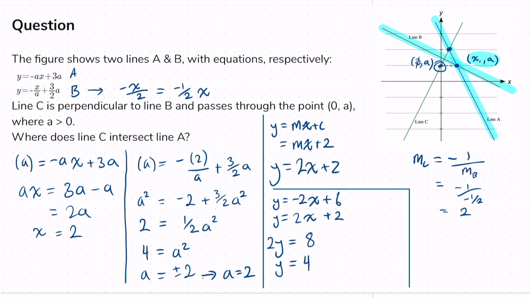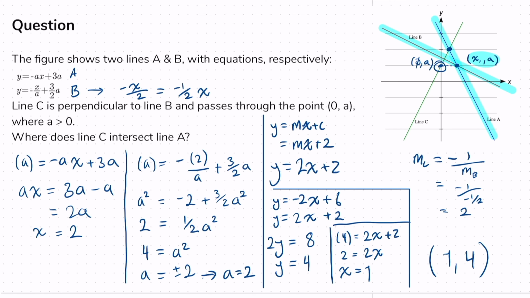And if y is equal to 4, right, well, we're going down a rabbit hole here. 4 is equal to 2x plus 2. So 2 is equal to 2x. x is equal to 1. So where does line C intersect line A? At (1, 4). Well done on making it to the end of this question.